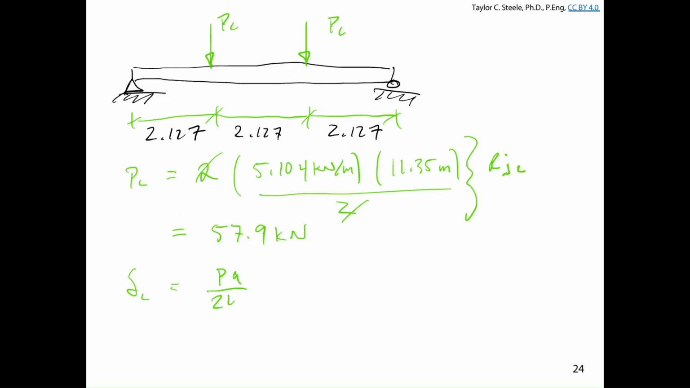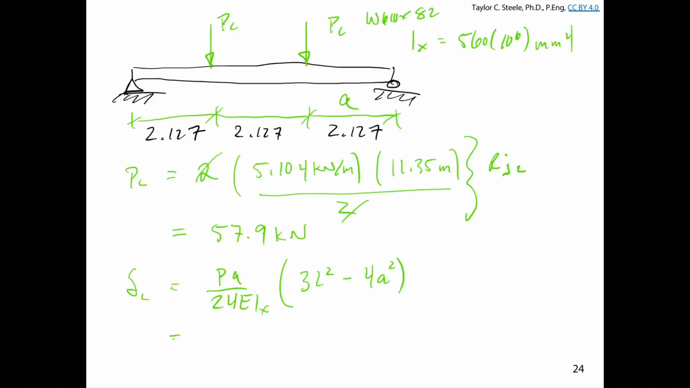PA over 24EI times 3L squared minus 4A squared. A in our case is equal to this 2.127 meters, right? So we've got 27 millimeters. The other thing that's important here is we need a different moment of inertia because this is a different beam. This is a deeper beam than the W410 by 52 we are looking at. And so the moment of inertia for this W610 by 82, if you look that up in the handbook, you get 560 times 10 to the 6 millimeters to the fourth.